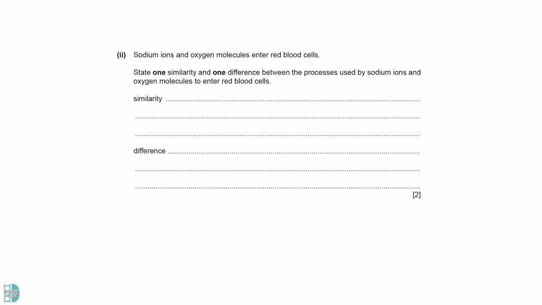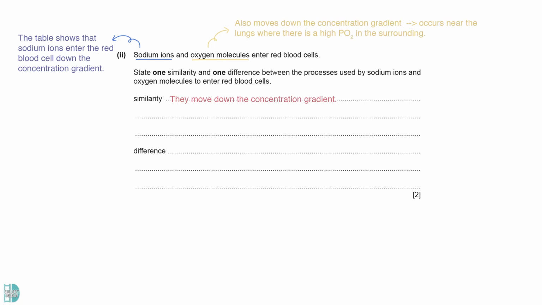2. State one similarity and one difference between the processes used by sodium ions and oxygen molecules to enter red blood cells. The concentration of sodium ions shown in the table indicates that they enter the red blood cell down the concentration gradient. Oxygen moves into the red blood cells down the concentration gradient too. This occurs near the lungs, where there is a high partial pressure of oxygen in the surrounding. No energy is needed for molecules to move down their concentration gradient. This is a random and passive movement.